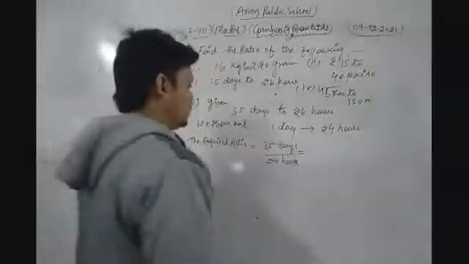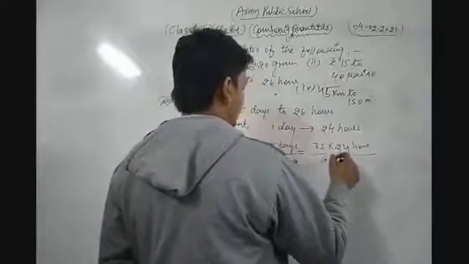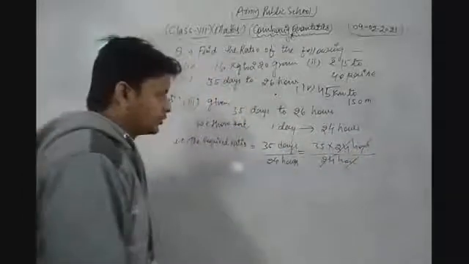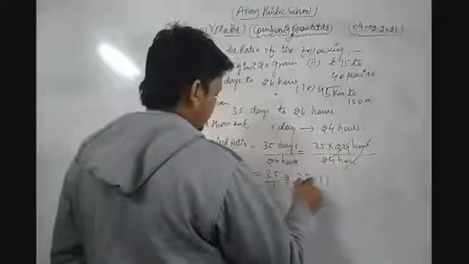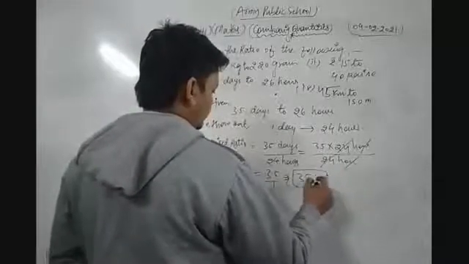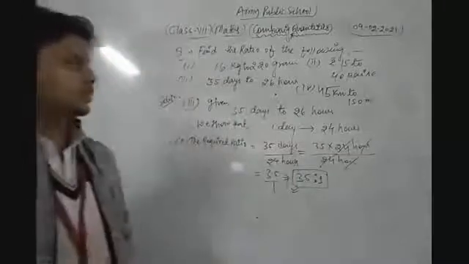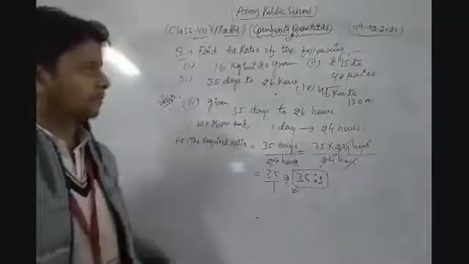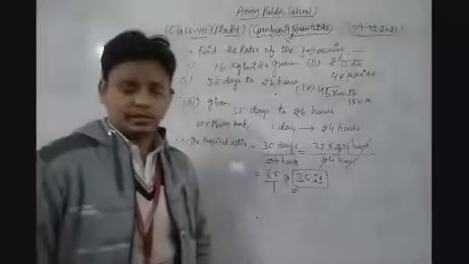So we write it as 35 into 24 hours upon 24 hours, as it is. Hours are cancelled, 24 is also cancelled, so we get 35 upon 1, that is 35 ratio 1. This is the required solution of the given question. Okay, dear friends. Now, similarly, we take and solve the fourth part of this question.